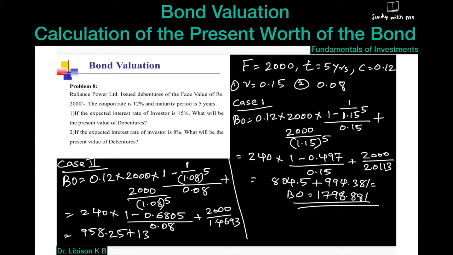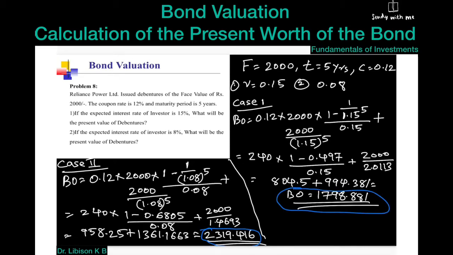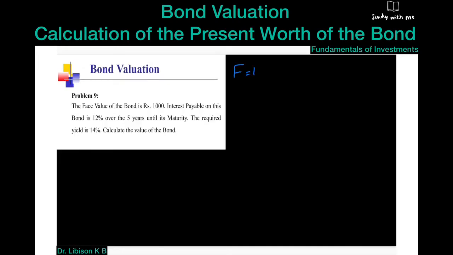958.25 plus 1362. So the final answer is 2320.32. The final answer 2319.416. Okay, we move to the problem number 9.